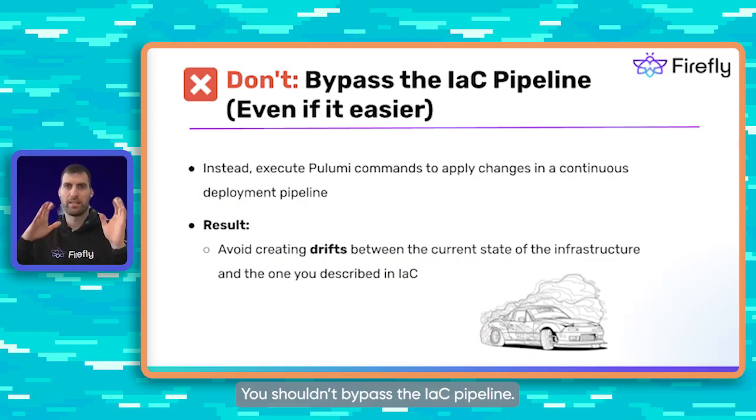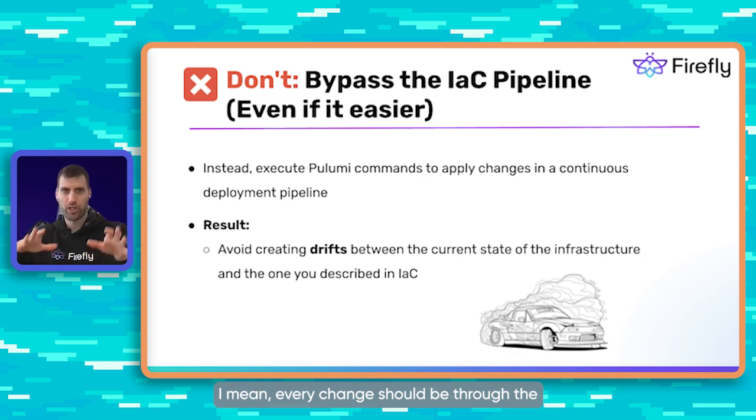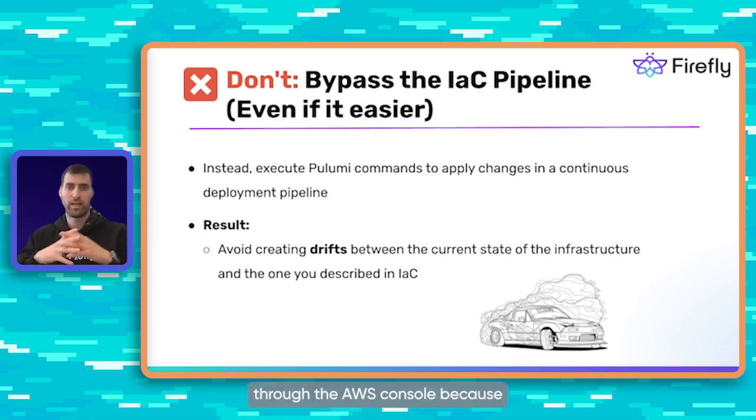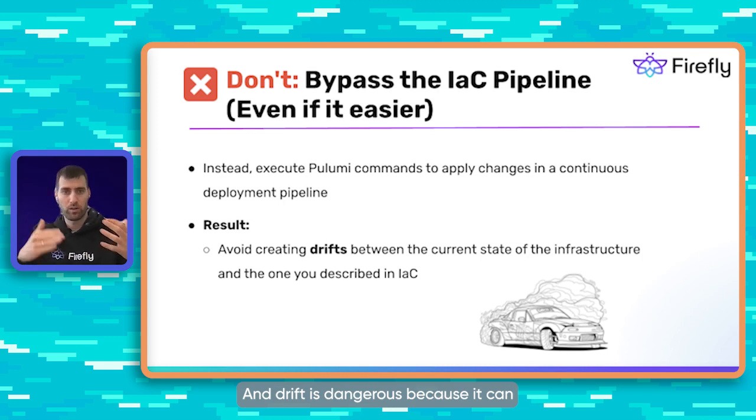You shouldn't bypass the IaC pipeline. Every change should be through Git and not changing any infrastructure through the AWS console, because that's a drift, configuration drift. And drift is dangerous because it can cause downtime or service disruption.